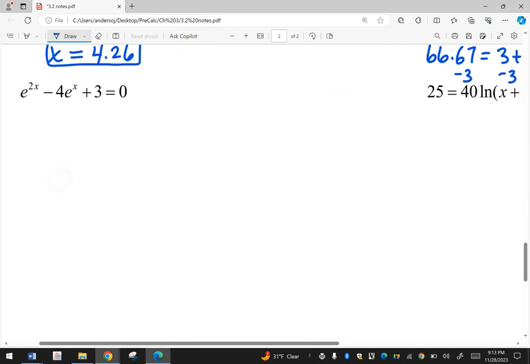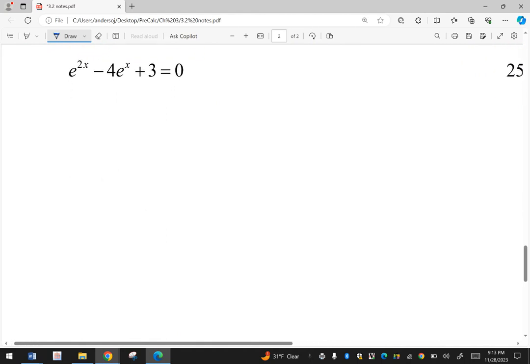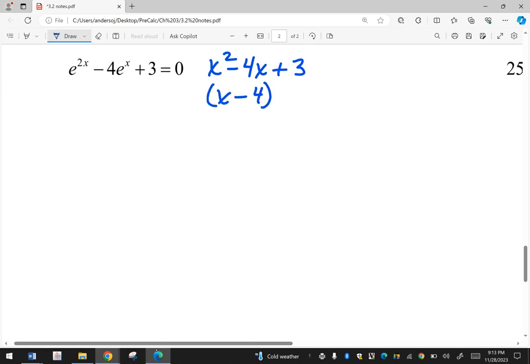So we have this problem here. This is going to come about in your notes, and it's slightly different. And I'd like you to think about this as if you have the quadratic equation. So we're essentially going to use these values here. We're going to turn this into x squared minus 4x plus 3. So if you were to think about this being factored, you would say x minus 3 and x minus 1. Except we don't have x's, we have e's.